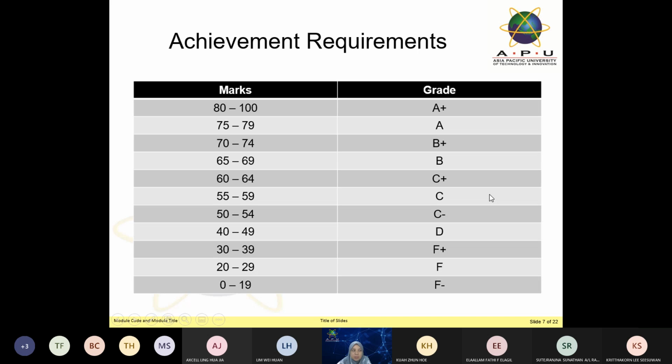Okay. You know what happens if you fail this subject, you need to resit. Once you resit, let's say you get B when you resit, but finally, you only can get C minus maximum. Okay? So don't fall into that category. Hopefully, all of you will pass. Okay? Previous cohort, pass all.